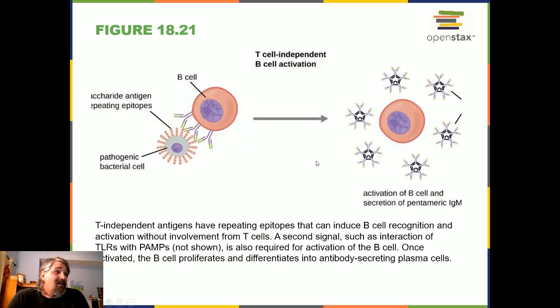All right, T cell independent B cell activation can be just by direct interaction. You have a B cell that has these B cell receptors interact with a pathogen and gets activated, and this is creating the pentameric IgM. So the second signal, such as interaction with toll-like receptors and pathogen-associated molecules, is required for activation of B cells. Once activated, the B cell proliferates and differentiates into antibody-secreting plasma cells.